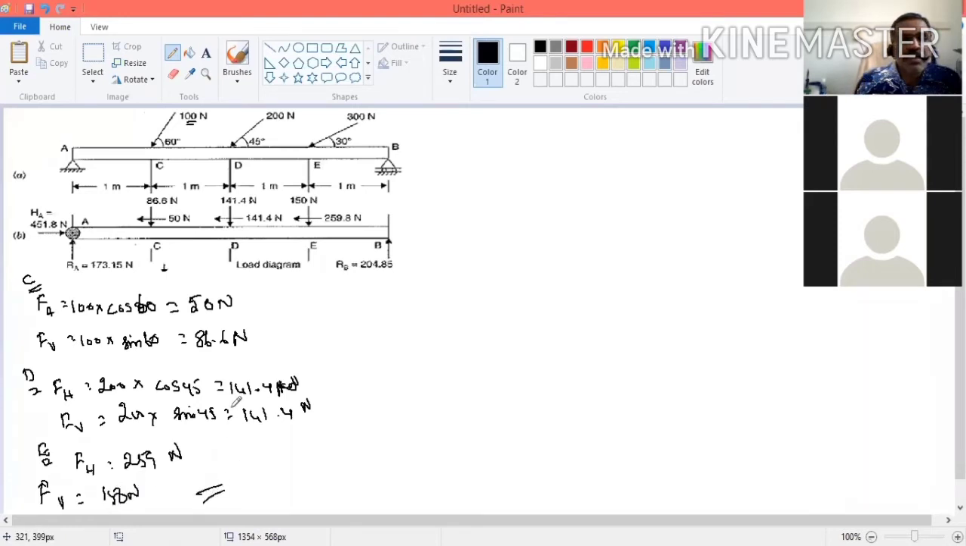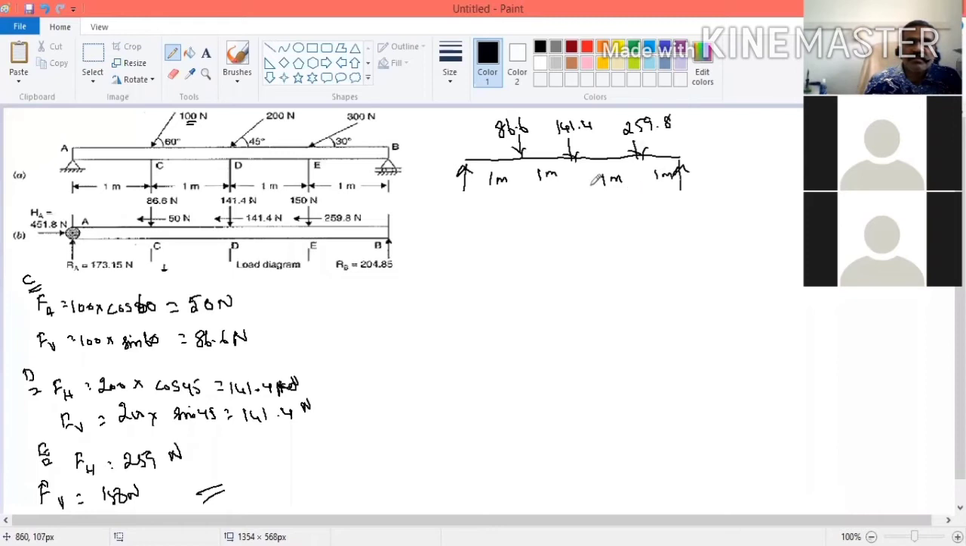So these are all the forces. Now you take only the vertical forces. There are three forces. The vertical forces are 86.6 newton, 141.4 newton, and 150 newton. And here the distances are 1 meter, 1 meter, 1 meter, and 1 meter. And these are points A, B, C, D and E.